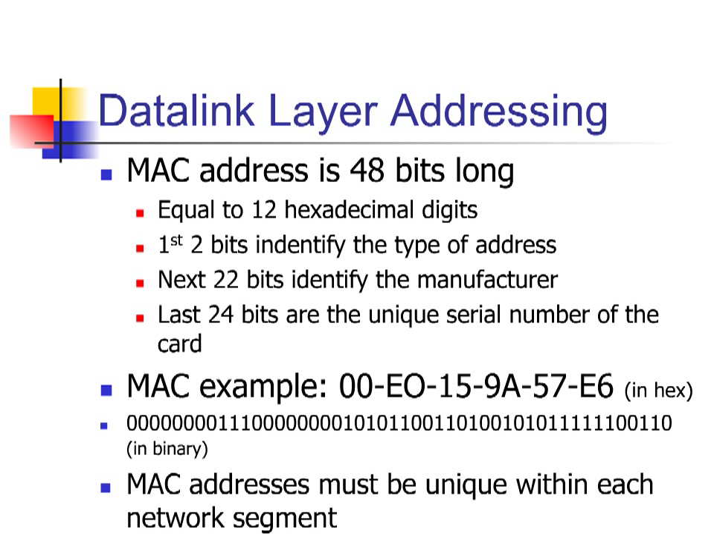The first two bits of the MAC address identify the type of address that it is. The next 22 bits identify the manufacturer of the network interface. And the last 24 bits are just uniquely generated numbers at the factory. They uniquely generate the last 24 bits so that that makes that particular network card unique in the network that it's going to operate on.